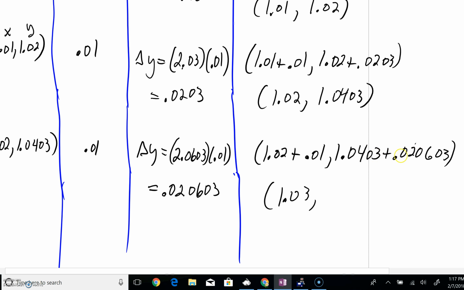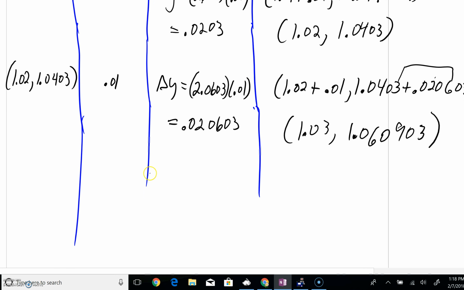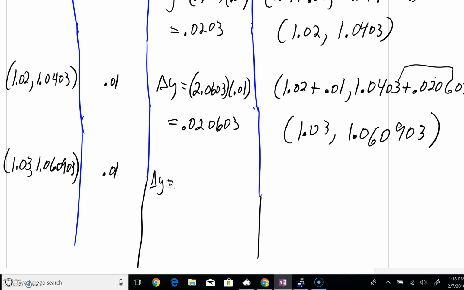But let's see here. We've got the 4, the 3, and the 6 matching up right here. So if I've done this right, I think we're going to get 1.060903. Feel free to confirm that with a calculator. You get the idea that you're going to be able to just continue doing this pattern. So now we're at 1.03 and our 1.060903 numbers are beginning to get kind of ugly right now, stating the obvious.